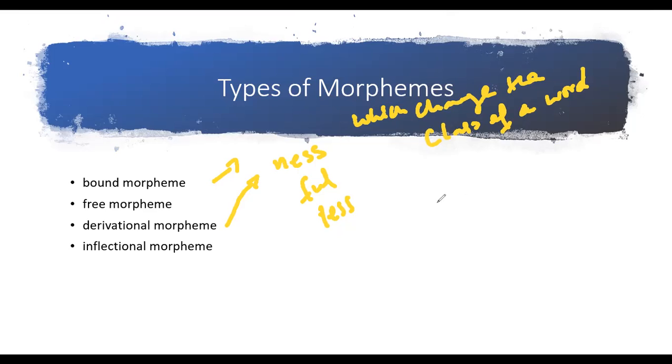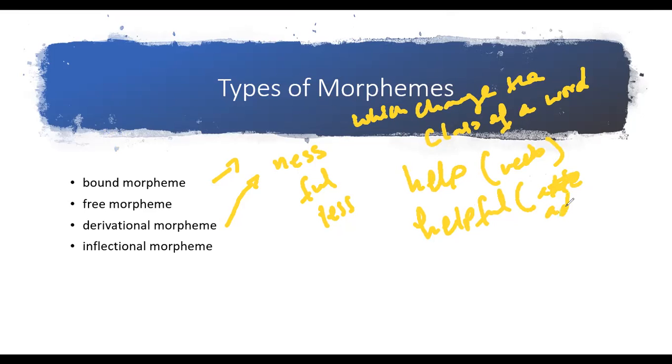Now, for example, help is a verb. So this word belongs to this category or class, that is verb. If I add full to help, if I combine help and full together, now helpful would change into an adjective.